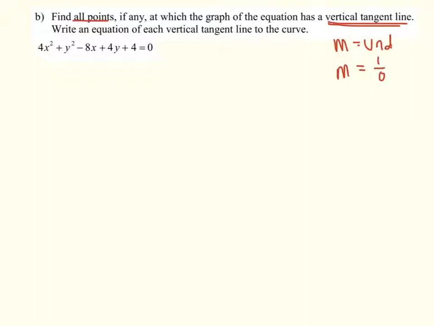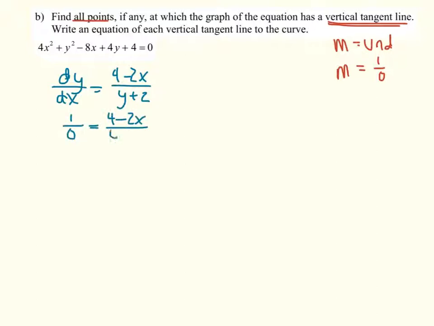Okay, so we're going to grab that slope that we actually found in part A, and we're going to rewrite it. Okay, so that slope that we found in part A was dy/dx equals (4 minus 2x) over (y plus 2). And now, instead of setting that slope equal to 0 over 1, we're going to go ahead and set it equal to 1 over 0. So (4 minus 2x) over (y plus 2).